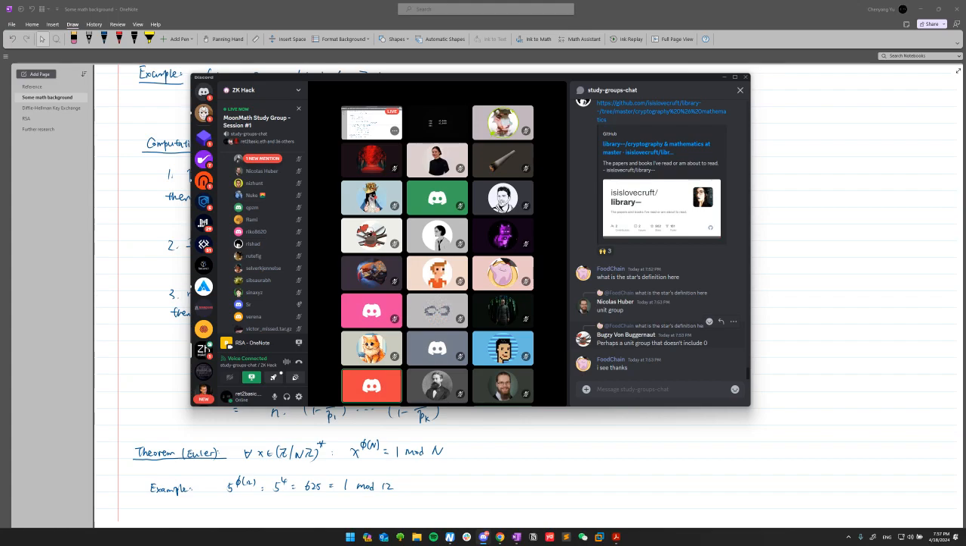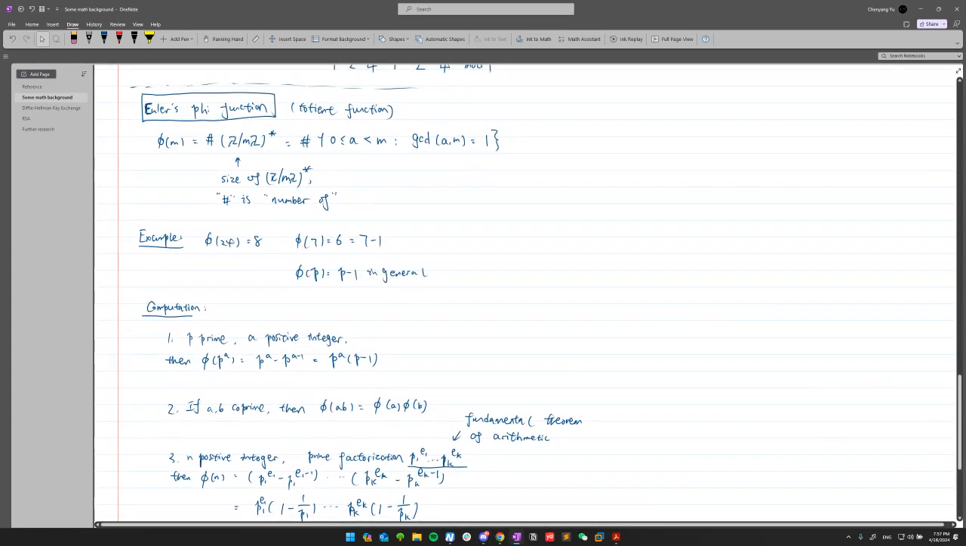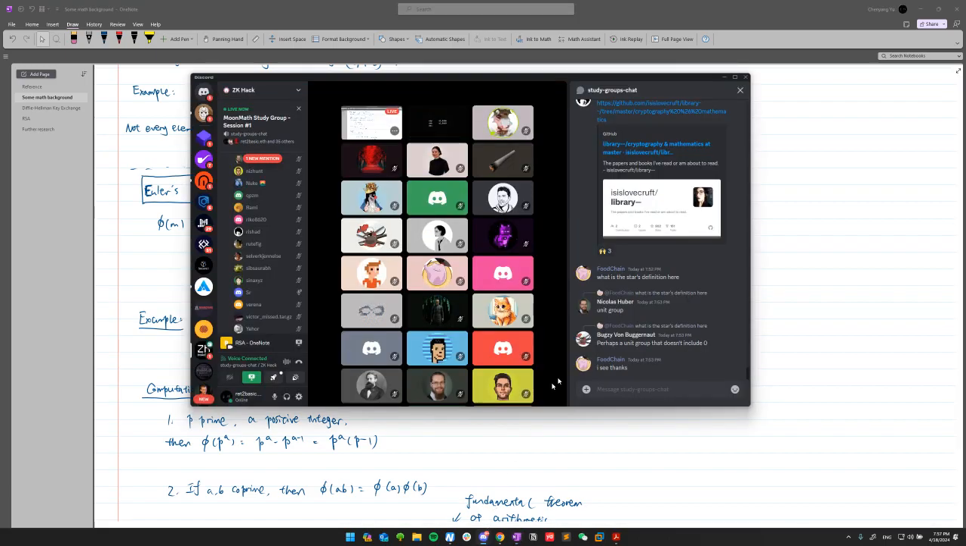What's the name of phi? I call it the phi function, or it's called the totient function. I think in textbooks it's something like the phi function. Yeah, the name of phi is just phi.